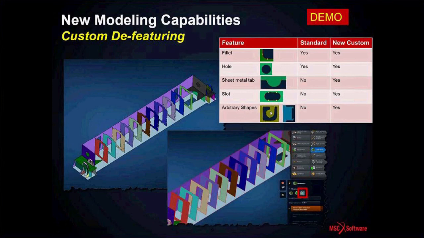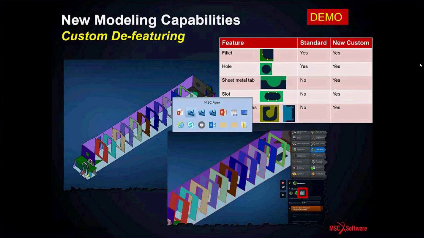Now, how can we defeature these things? We have introduced a tool called pattern recognition, and one can recognize the pattern, and based on that we can defeature. And not only is that available for the non-standard features, it is also available for the regular features. That means you can take advantage of custom defeaturing to defeature many of these things. Let's see how it works.